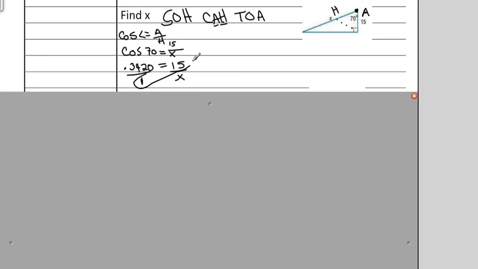And I cross multiply. 15 times 1 is 15, and that equals 0.3420 times x. And this is the one that confuses a lot of people just because it's two steps. You have to cross multiply and then you're going to have to divide to get x by itself. So the number is 0.3420x. We want to get x by itself, so we divide both sides by 0.3420. And that'll isolate our x.